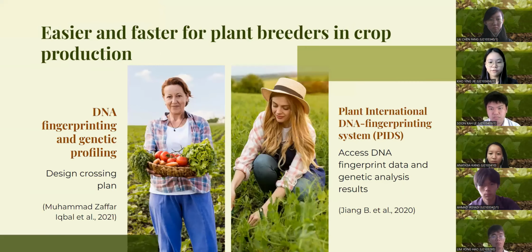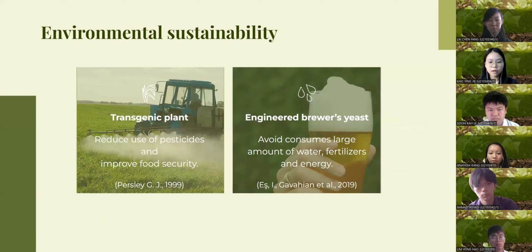It is easier and faster for plant breeders in crop production. Biotechnology such as DNA fingerprinting and genetic profiling of breeding material helps plant breeders to design crossing plants for exploitation of maximum heterosis. Plant breeders can easily access DNA fingerprint data and genetic analysis results via a database called the Plant International DNA Fingerprinting System. Agricultural biotechnology also contributes to environmental sustainability.